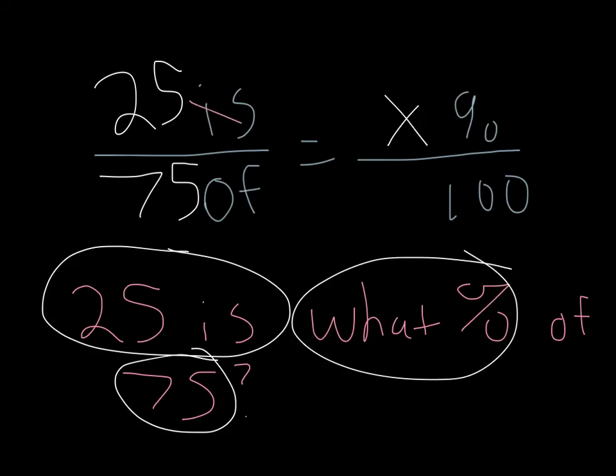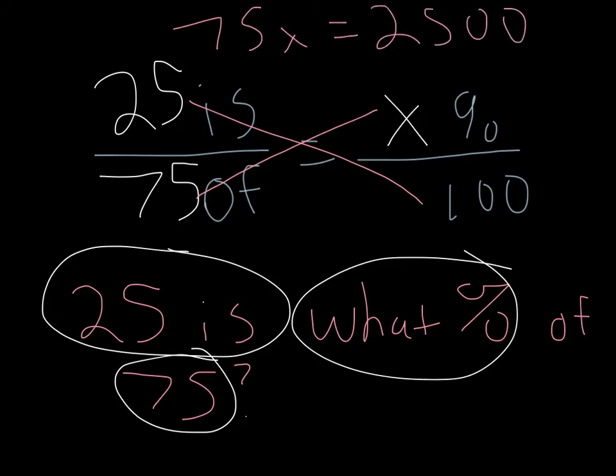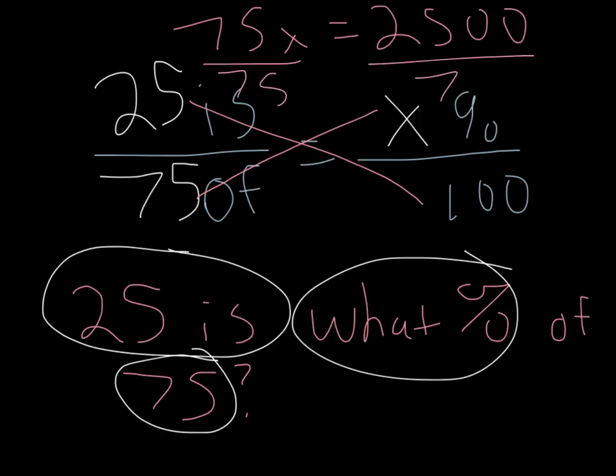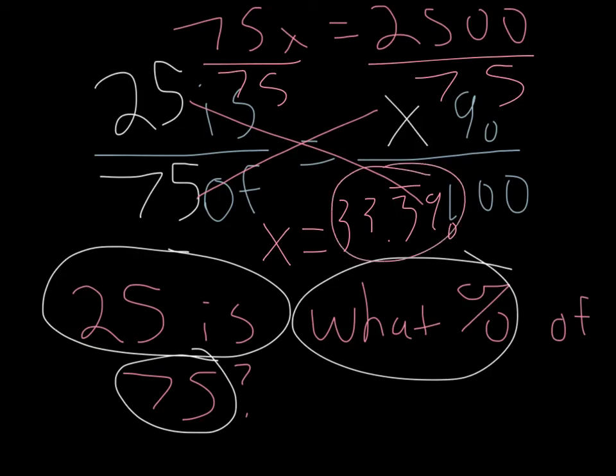So again, we need to cross multiply, and then we get 75x equals 2,500. We would then divide by 75 on both sides, and then see what you get. Did you get a funny repeating number? Did you get 33.3% repeating? If you did, you're correct. So we know that 25 is 33.3% repeating of 75.